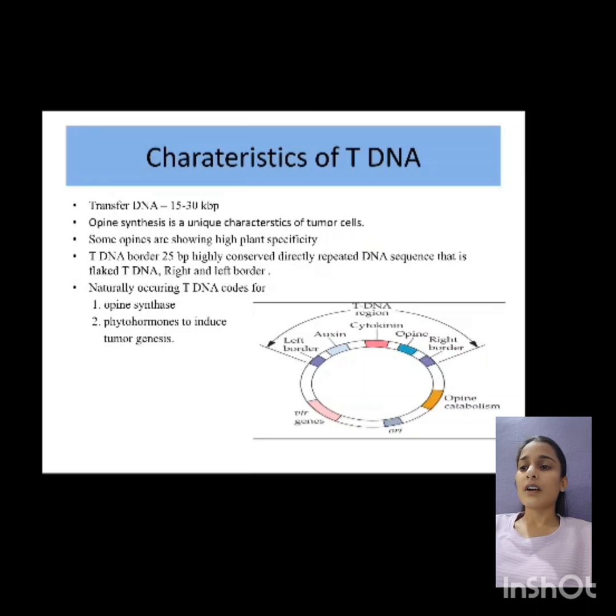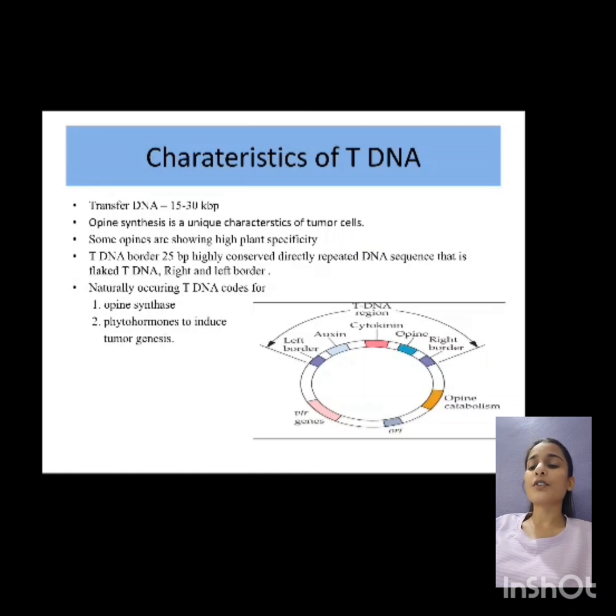tDNA borders are generally 25 base pair, and they are highly conserved directly repeated DNA sequences that flank the tDNA, the right and left border. As I have explained, it's a very important part, because it is the only region in the whole Ti plasmid, the tDNA, which gets transferred to the plant or host chromosome for the tumor formation.